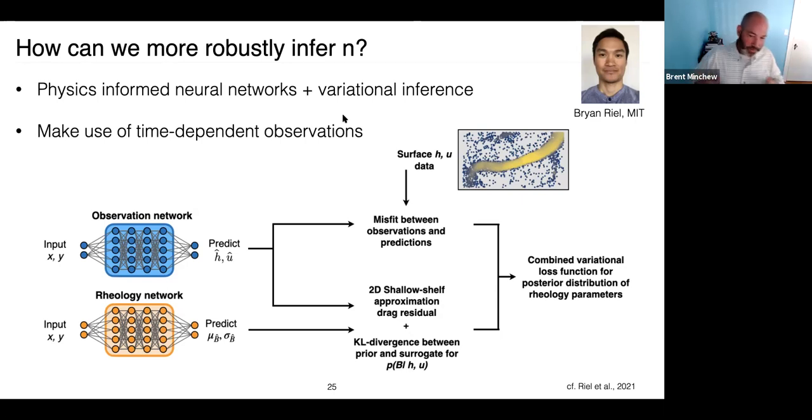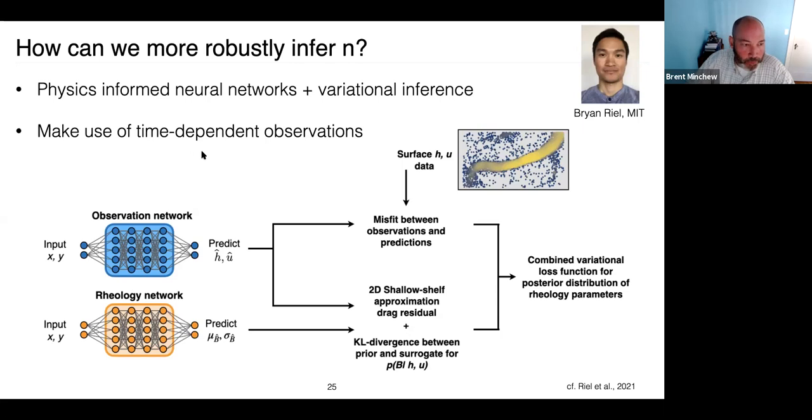Variational inference, effectively, at least as I understand it, is basically just using neural networks, very efficient neural networks, to kind of approximate an MCMC method, a Markov chain Monte Carlo method, for sampling the distribution and so forth. So it's an efficient way of doing the inference for rheology, as well as constraining the uncertainties associated with those inferences on the back end.